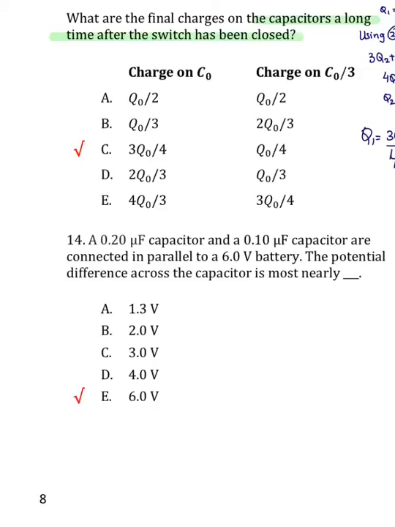Okay, so they are connected in parallel, and it's asking for the potential difference across the batteries most nearly. Oh, they are in parallel, so the answer should be 6 volt. Okay.